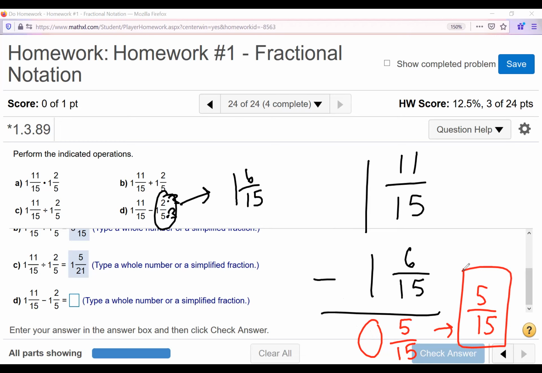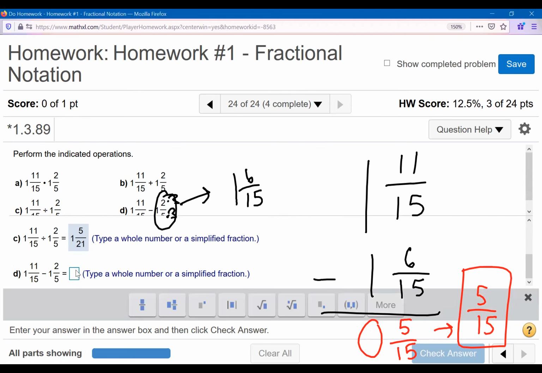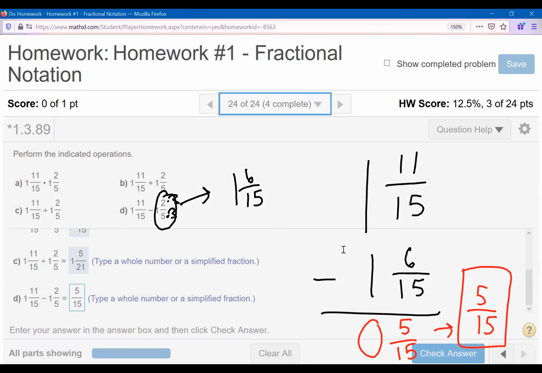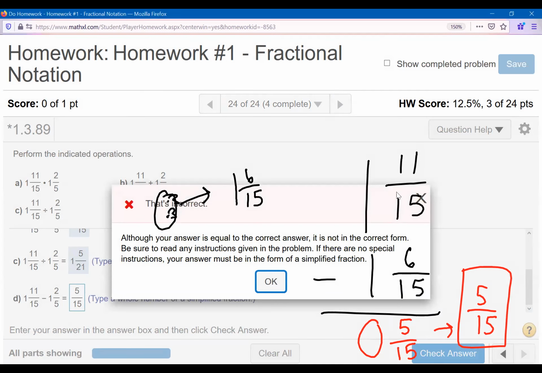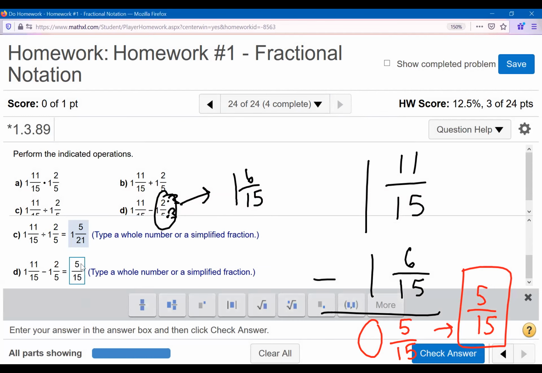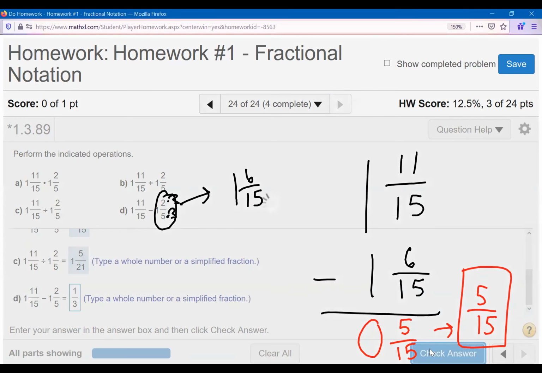Except we can reduce this. So if I type in 5/15, it's not going to accept it because I can reduce. So 5/15 is going to give me that same error message that we saw, although your answer is equal to the correct answer, blah, blah, blah. So let's reduce it. We can reduce it by 5. 5 divided by 5 becomes 1, and 15 divided by 5 is 3. So our final answer is 1/3.